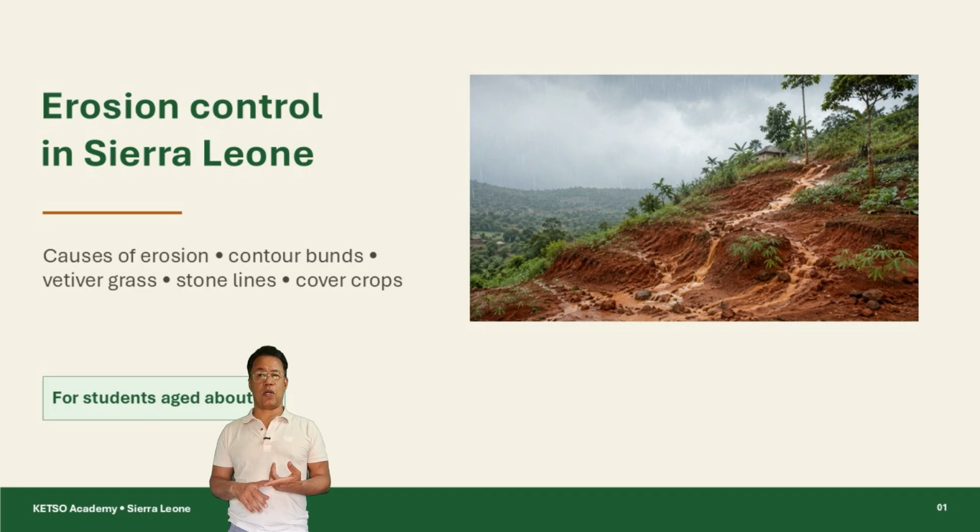We get things that we would call contour bunds. We get things that we would call vetiver grass. We get stone line them and we get cover crop. So all them things that now we get for can discuss in today's session about erosion control na Salone.